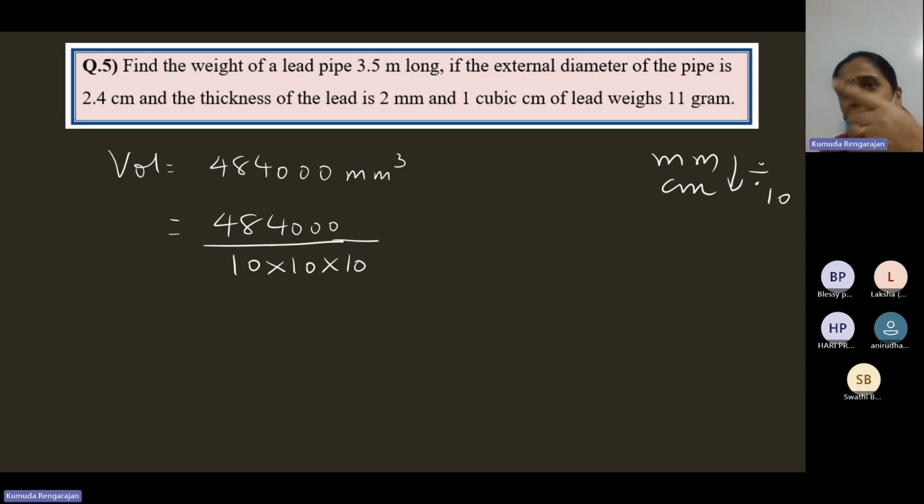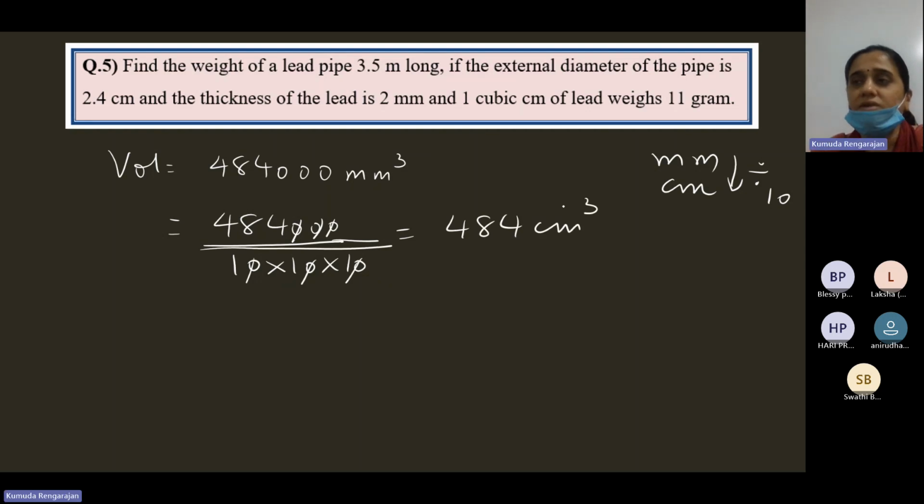So here we have to convert millimeter cube to centimeter cube. Millimeter to centimeter you divide by 10, but this is millimeter cube to centimeter cube, so do that 3 times. Divide by 10 into 10 into 10, that is 3 zeros. And you'll get 484 converted to centimeter cube. That's all.